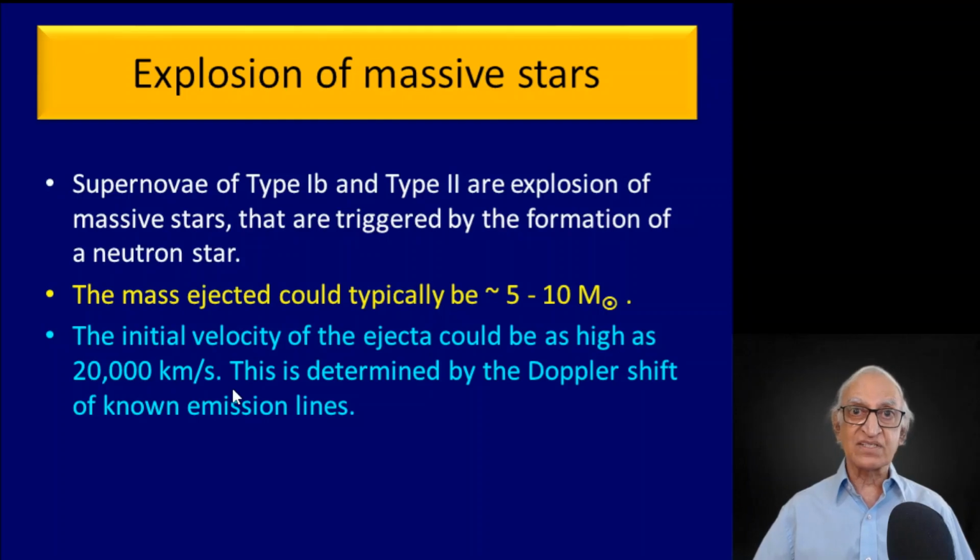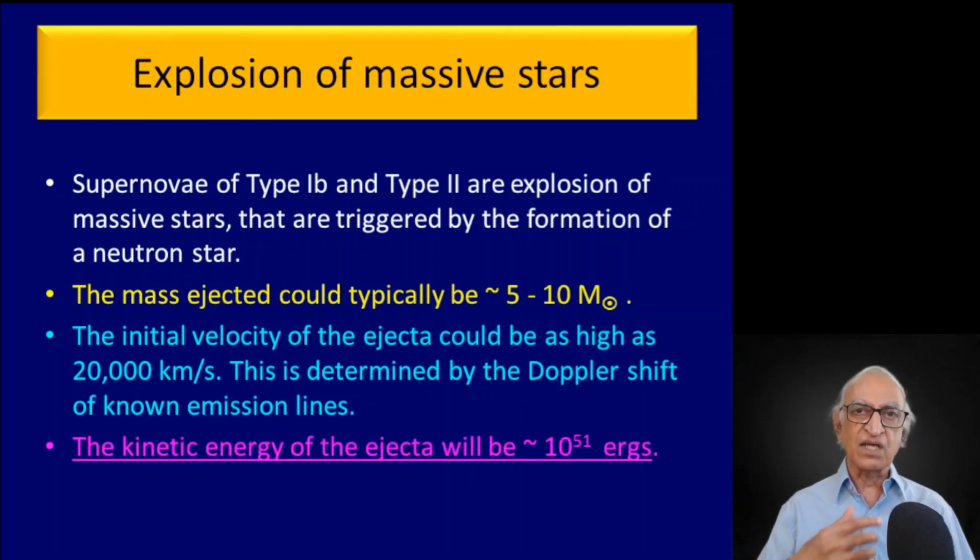How do we know this? You determine this from the Doppler shift of the lines such as H-alpha line, H-beta line, or the helium line in the case of different types of supernovae. Now, why are the ejecta expanding at such incredible speed? That's because an enormous amount of kinetic energy is imparted to the exploding ejecta. The amount of kinetic energy is of the order of 10 to the power 51 ergs.